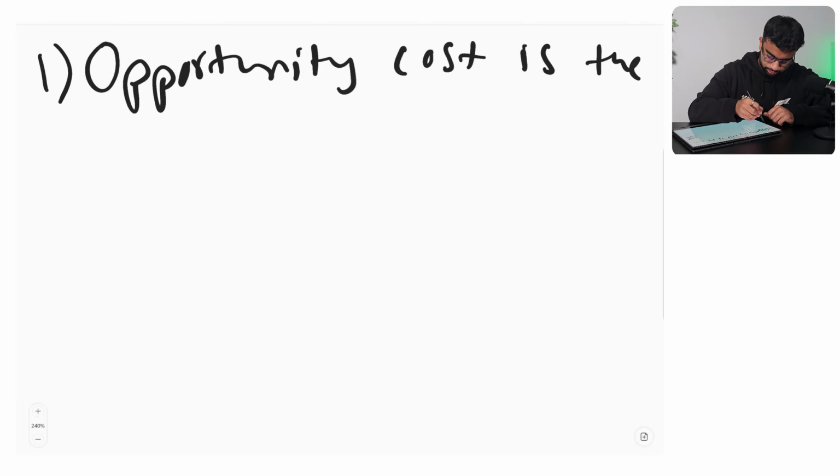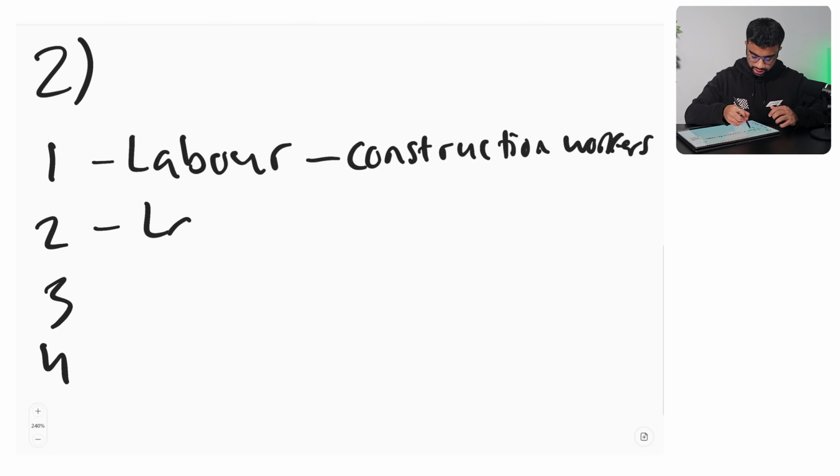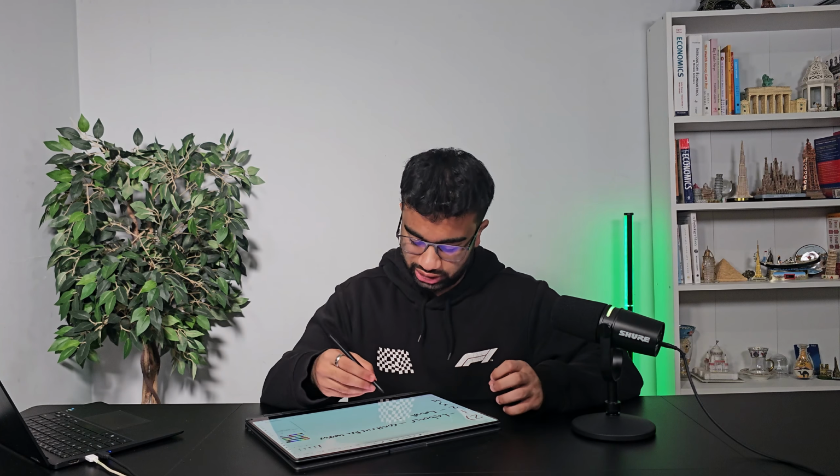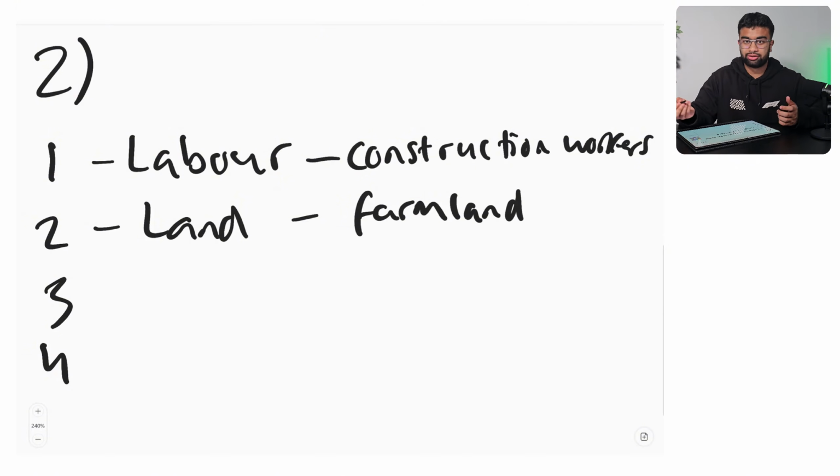So we could say construction workers. The next one is land. So land is pretty much just the area that we are choosing to produce goods on, or the area that we use to make our products. So we could just say land could be, I don't know, we could call it the farmland that a farmer uses to graze sheep or to grow crops.